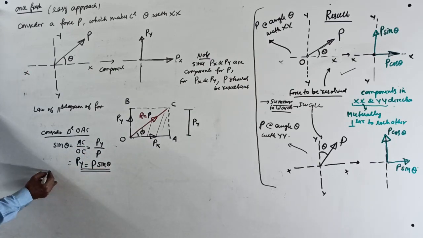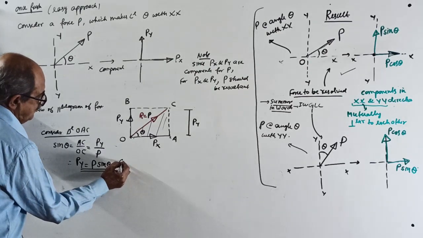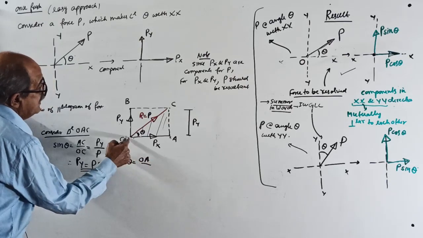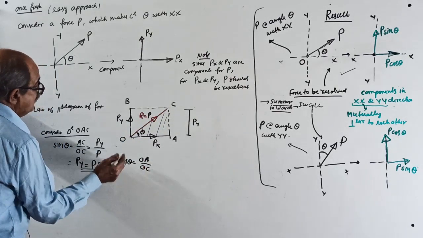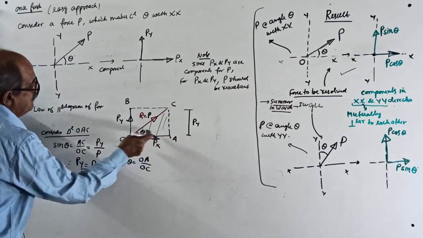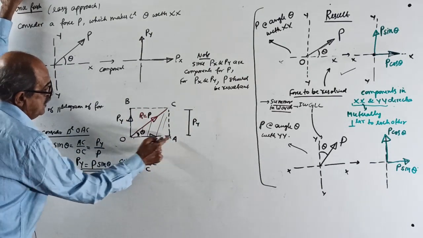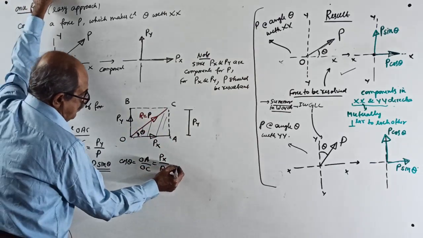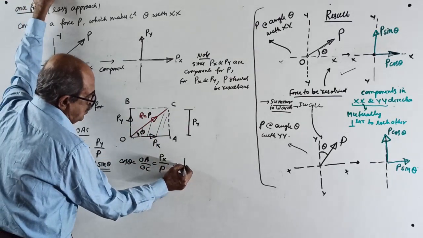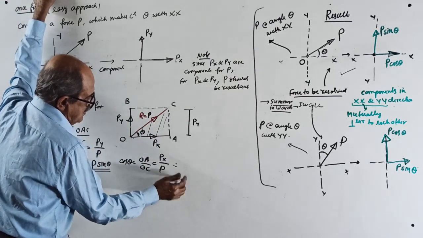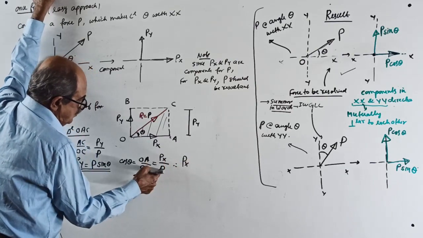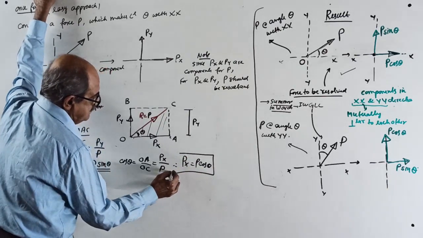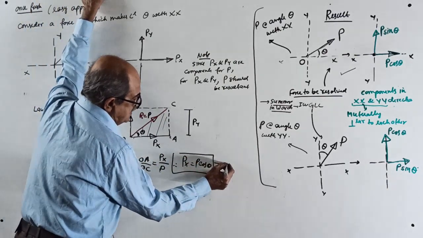And what is cos theta? Cos theta equal to, for this theta, OA divided by OC. Oh, sorry, still it is showing AC. Correct. OA by OC. But you know that OA equal to Px, OC equal to P. Therefore, we get Px equal to P into cos theta.